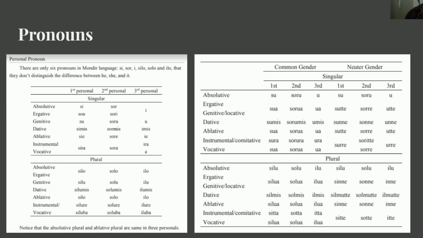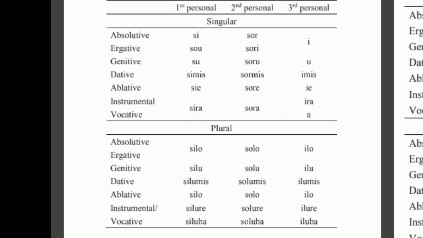So here we have the pronouns. We have a lot of pronouns. They do not distinguish the difference between he, she, and it, so we only have the common gender and the neuter gender. And then we have, for first person singular, we have si, which becomes silo. We have second person is sor, which becomes solo. And then we have the third person, which is I, which becomes ilo.